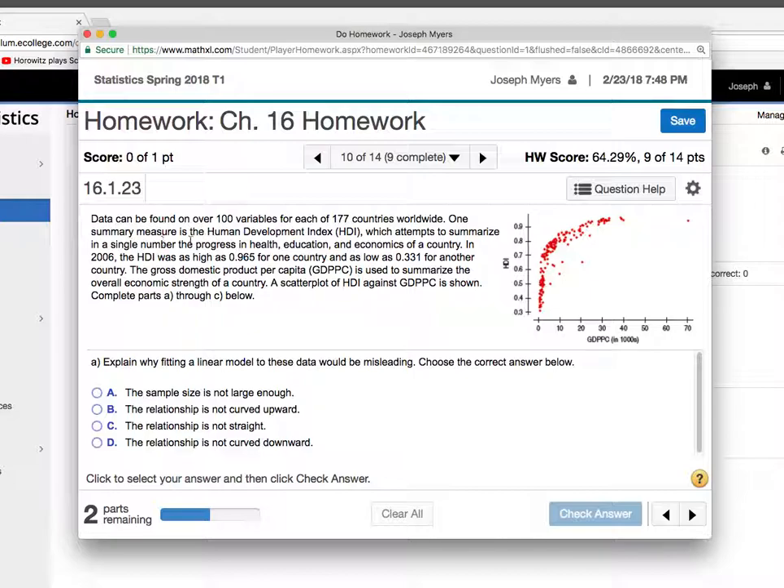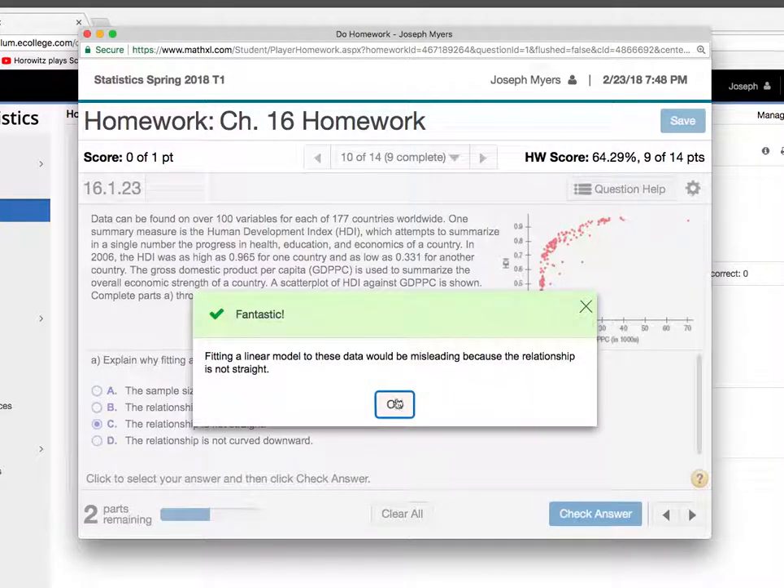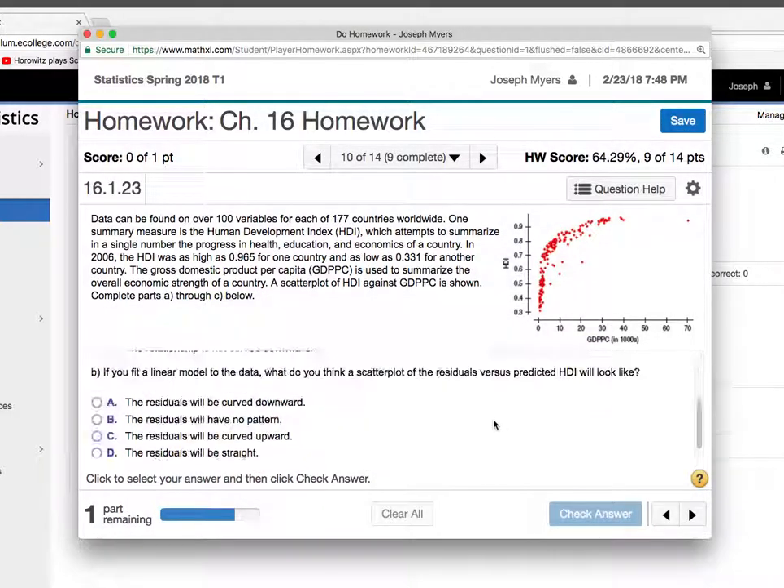But it's probably impossible to represent in one single number the health and the education and the economics of a country. That's just too many dimensions of information to represent with a single number. So if you tried to do it, especially with a line, you'd get a graph that looks kind of crazy. I mean, this relationship is not straight, and there's probably no way you could ever figure out a good way of doing it. So it would be very misleading if you tried to do a linear model.